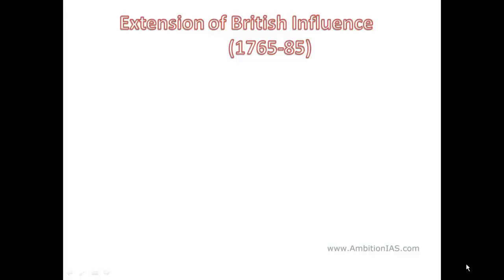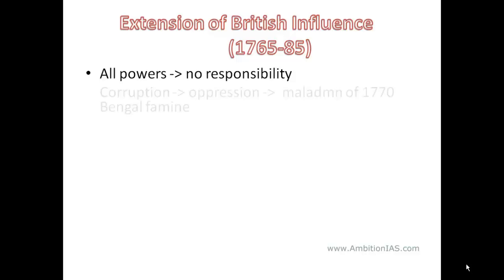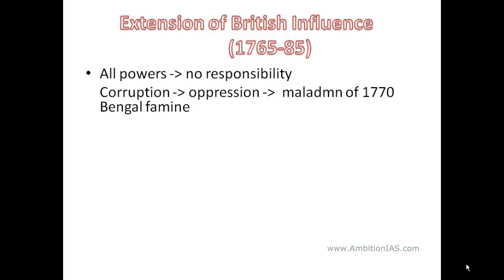In this episode, we shall continue with the rise and growth of the British in India, as discussed in the previous episode. There was an extension of the British influence between the period of 1765 to 85, post Battle of Buxar. During this period, the British were having a lot of powers but least responsibilities. This eventually led to corruption and subsequent oppression, which was reflected in the maladministration of the 1770 Bengal famine, which resulted in the death of nearly one-third of the Bengal population.